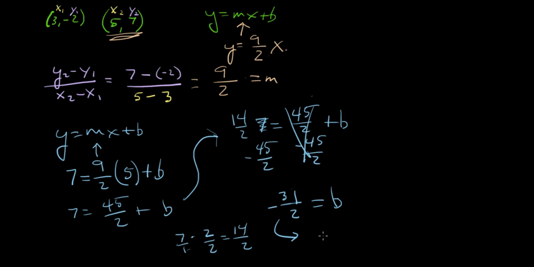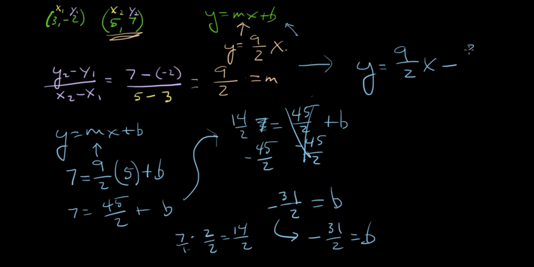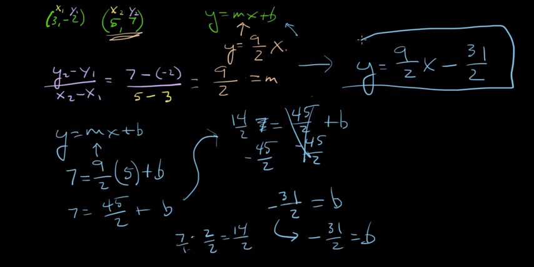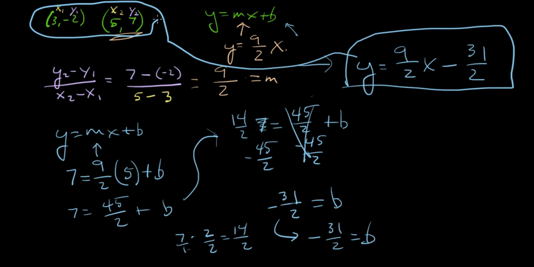31 halves. Okay, so negative 31 halves equals b. So I put this into this equation where b is. And so here I am at y equals 9 halves x minus 31 halves. This is the equation of the line passing through these 2 points. The equation is written in slope-intercept form.